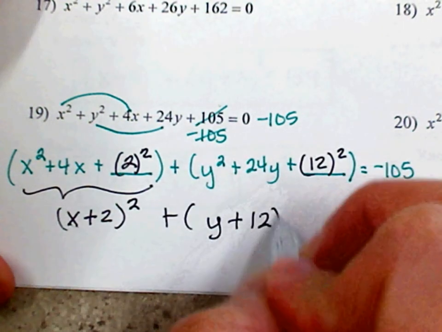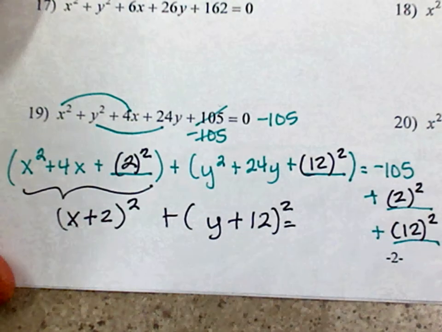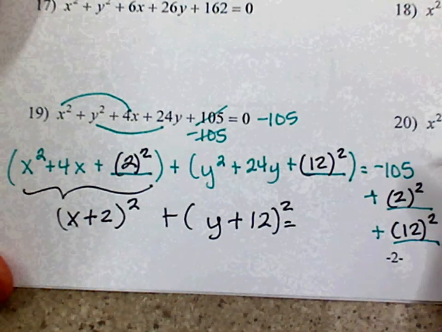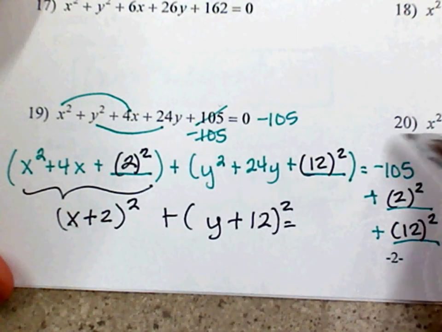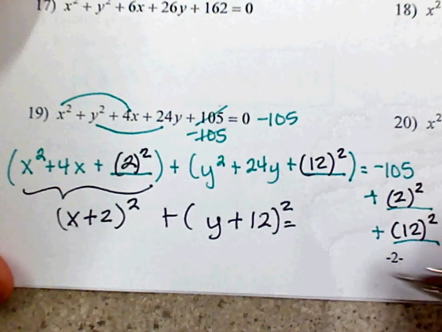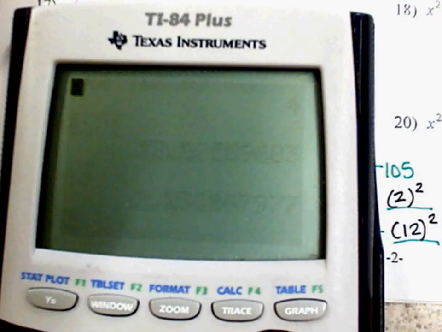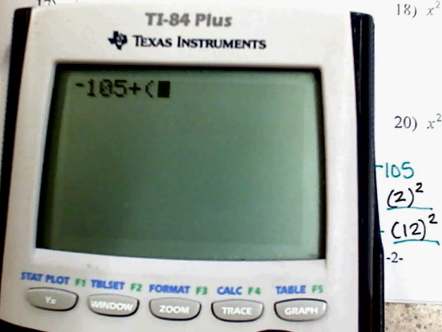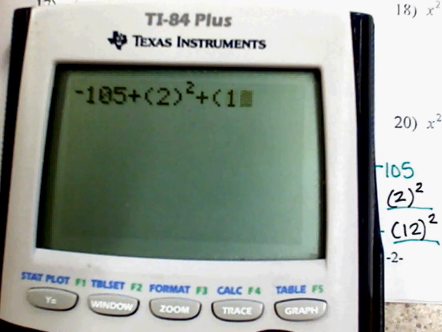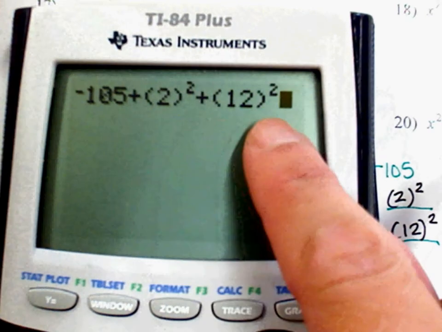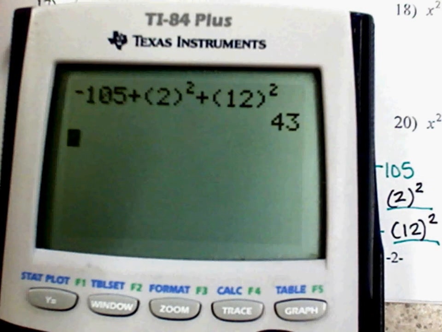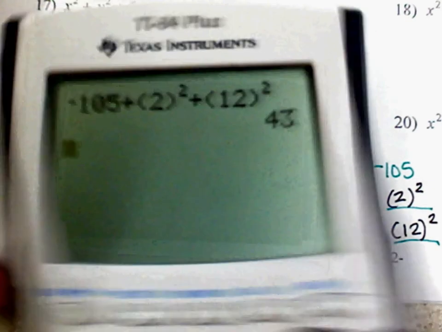There's my equal. What are you guys going to do with all of this? Add it all together. So you have negative 105 plus, what was it, 2 squared? Plus 12 squared. Make sure you put parentheses around them in case you have a negative number. And what did I get? 43. There's your r squared. And there you have your answer.